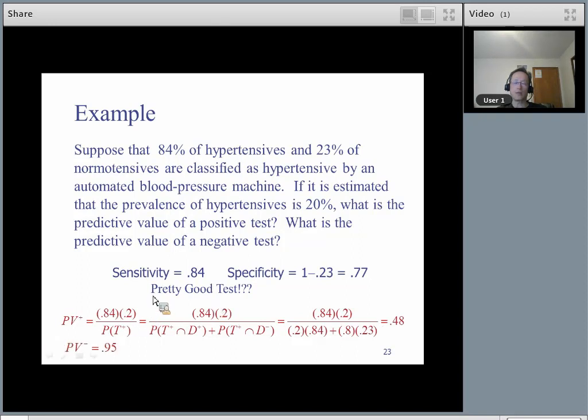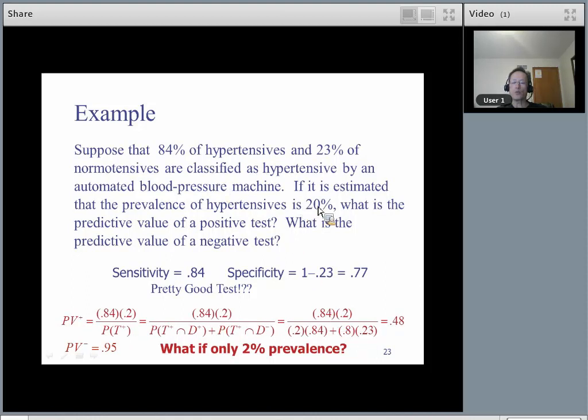And the predictive value of a negative test would be similar, right? It's just, if you're testing negative, how likely is it that you don't have the disease. You will go through a similar process to get this, except you're going to deal with T negative and D negative. Whenever there's a positive, you become negative.